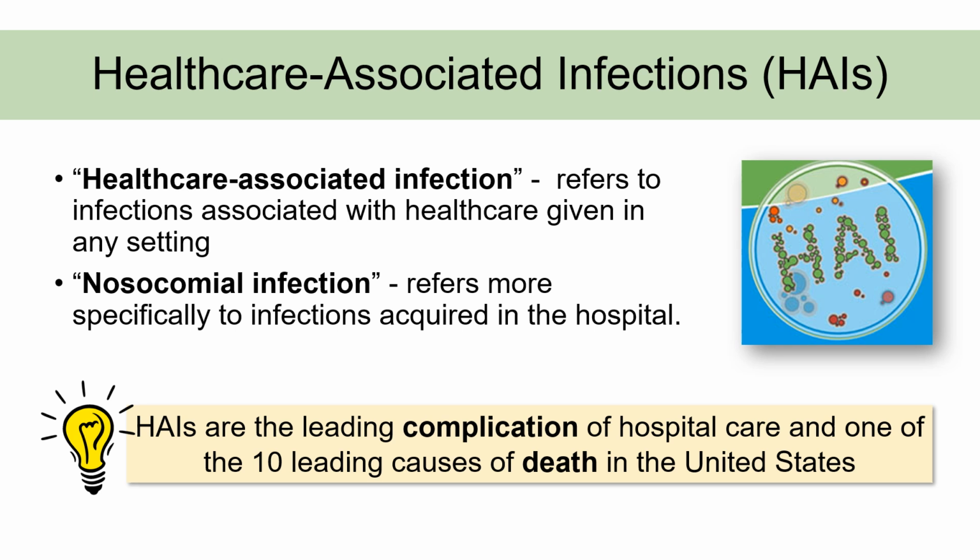Just to note, HAIs are the leading complication of hospital care and one of the 10 leading causes of death in the US. That is pretty significant. Imagine that people are dying from something that probably could have been prevented. That is scary, and it's more scary when you picture yourself or your loved one in that position. Imagine you have a stomach bug, you go into the hospital, then you get another infection and you die from it. That is pretty serious. That's how you have to think of it, and that's why we have to talk about it so much, because it's preventable.